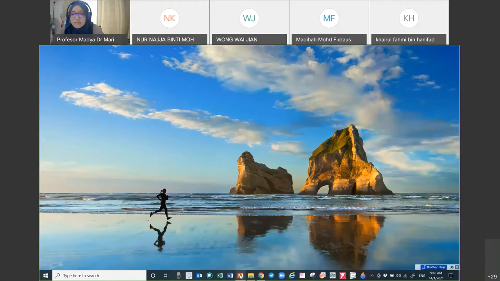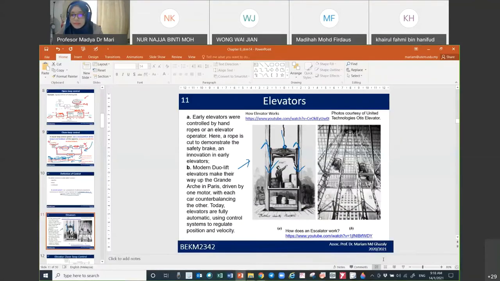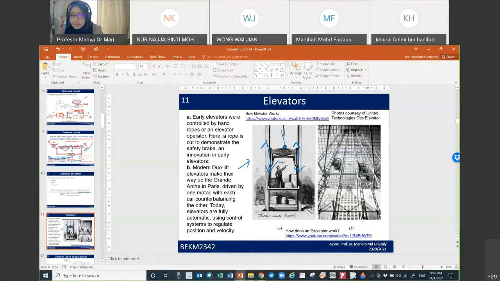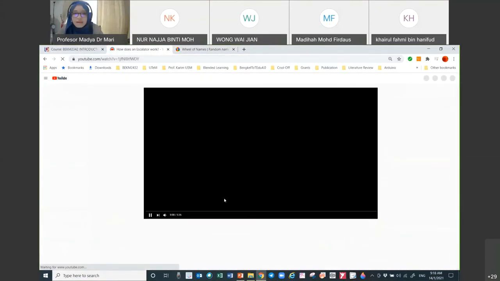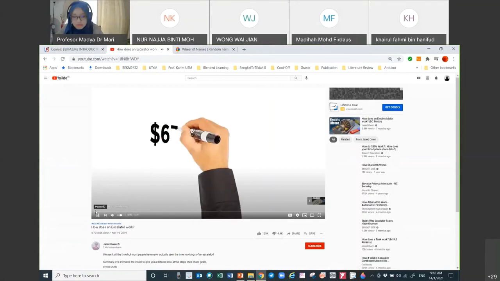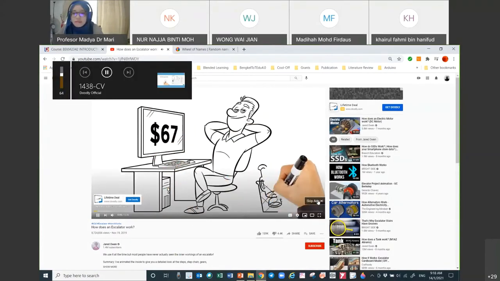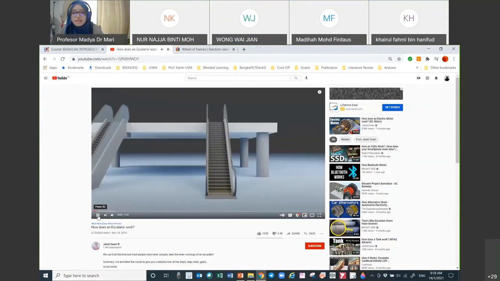Let's go to the slide just now, okay? There is another example, actually, in the escalator. This one is also quite interesting because in an escalator you have so many mechanisms. Please go to my slide and then click on the link that I gave to you. So in this one, how does an escalator work? Just look at the video.